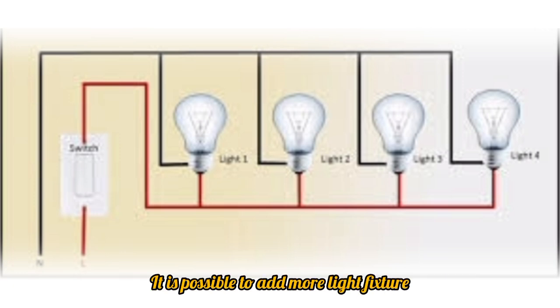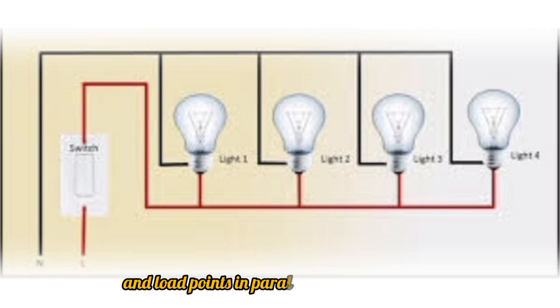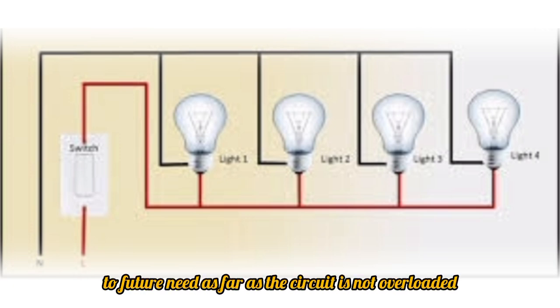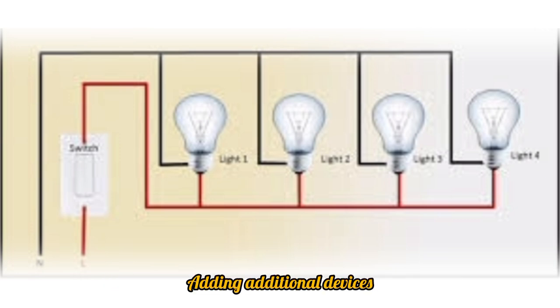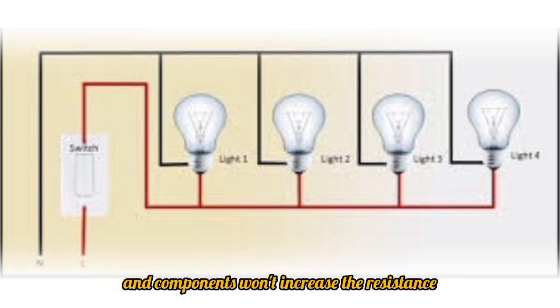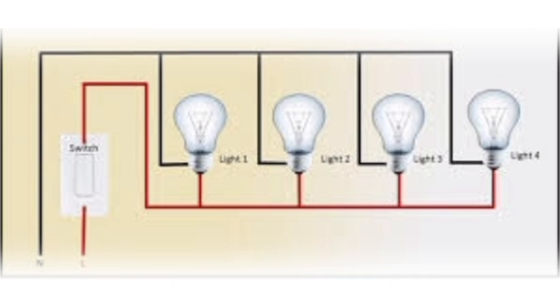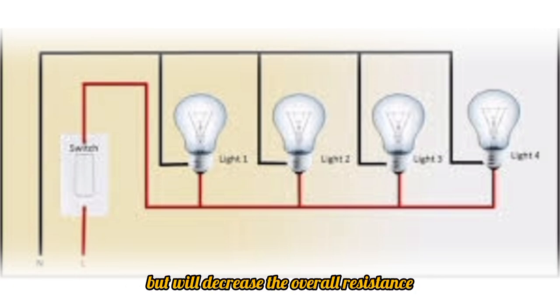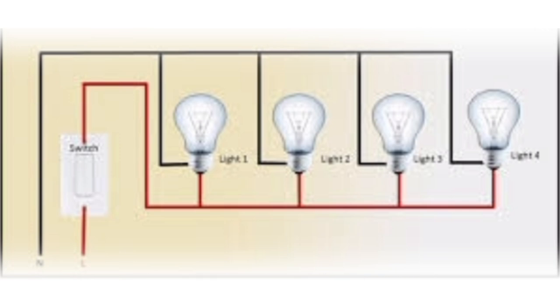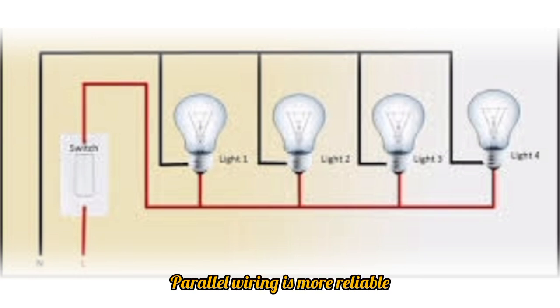It is possible to add more light fixtures and load points in parallel circuits according to future need, as far as the circuit is not overloaded. Adding additional devices and components won't increase the resistance but will decrease the overall resistance of the circuit, especially when high current rating devices such as air conditioners and electric heaters are used. Parallel wiring is more reliable, safe and simple to use.